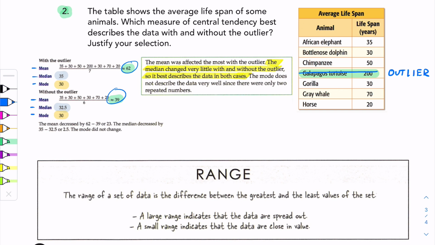All right, the last part of the notes is the range, and range is something that you've done before as well. So the range is the difference between the greatest and the least value of the set. A large range indicates that the data is spread out, and a small range indicates that the data is close in value.